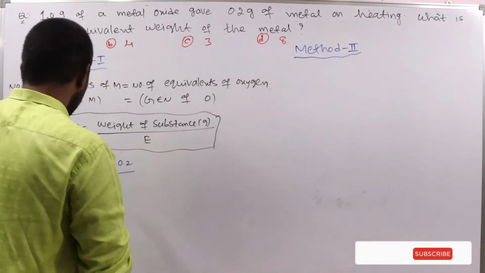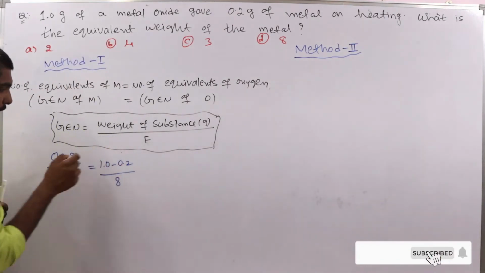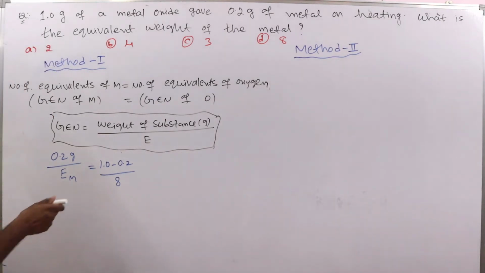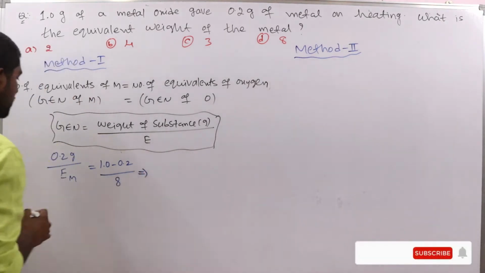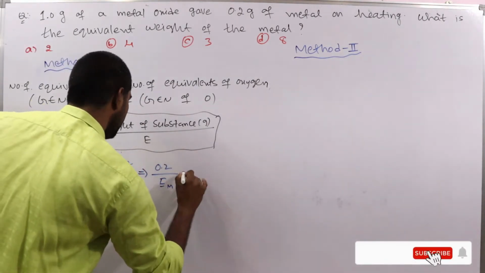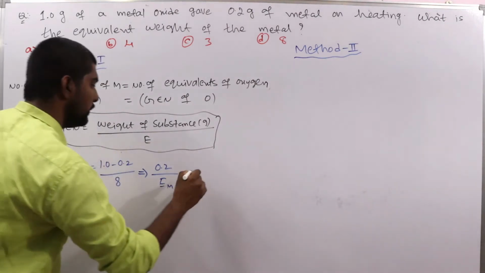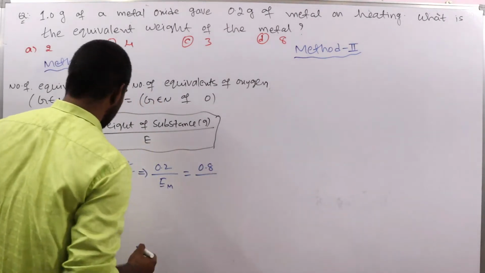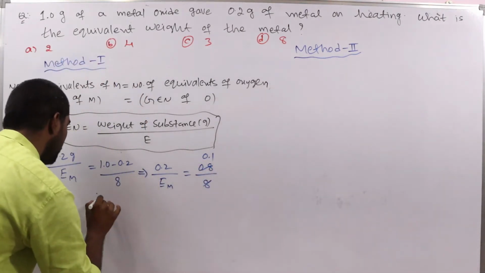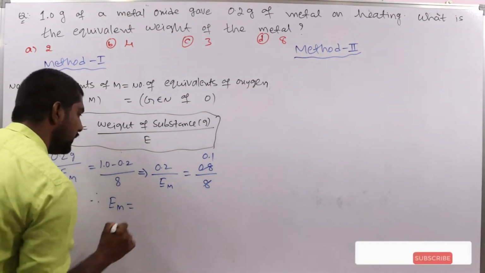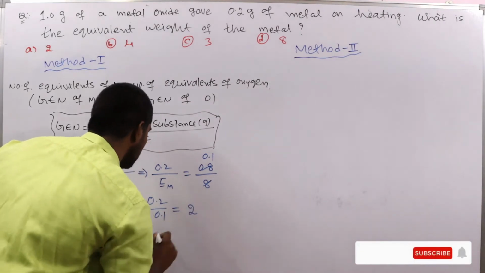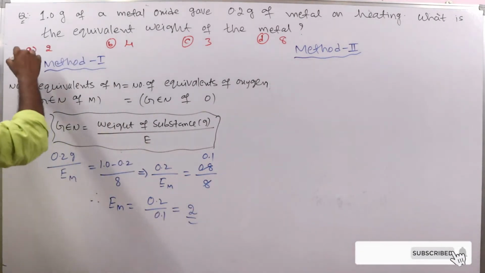Clear? So 1.0 minus 0.2 is nothing but the weight of the oxygen. If you simplify this, we get 0.2 by equivalent weight of metal equals 1.0 minus 0.2, that is 0.8, by 8. So here we get 0.1, and therefore equivalent weight of metal equals 0.2 by 0.1, that is nothing but 2.